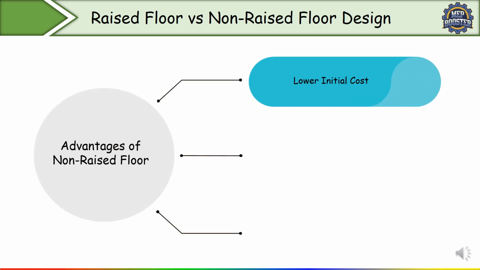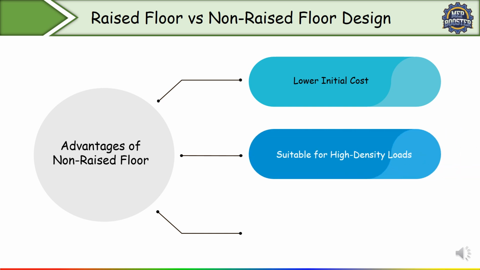Like the first advantage is lower initial cost. Okay, it means no need to construct a raised floor system here, so the cost is low. Why is the cost lower here? Because here we are not using pedestals or floor panels, no perforated tiles are used, no underfloor cabling work here, less installation time and labor. That is why the initial cost is low. Okay, this is the first benefit.